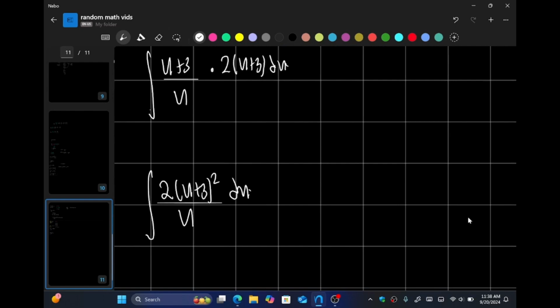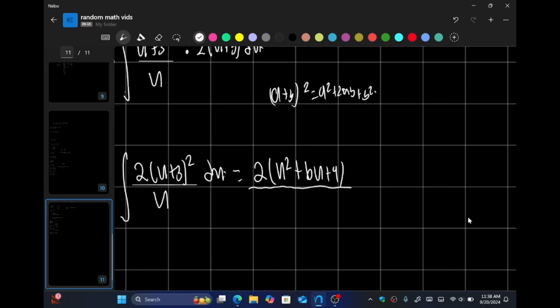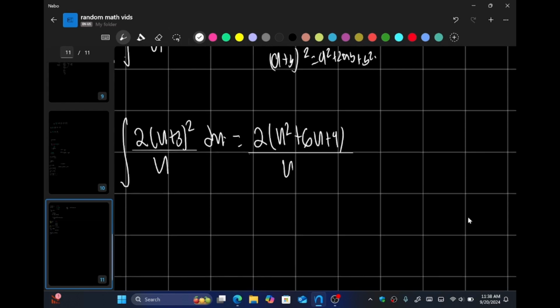So then we're going to do the following. It's going to go 2 times u squared plus 2u, plus 6u plus 9. And if y'all are wondering how I got that, it's just a plus b quantity squared equals a squared plus 2ab plus b squared. In case you don't know how to do that, you can do the FOIL method. And this is supposed to be a 6, it looks like a b. And then all over u.